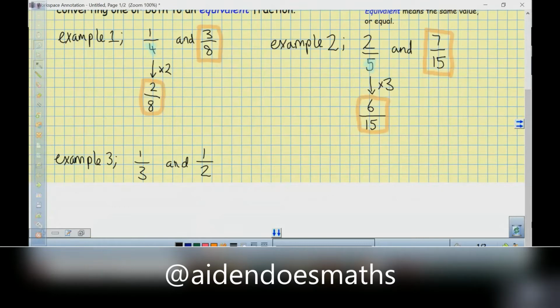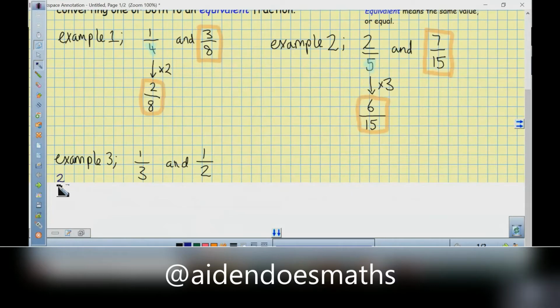So if it doesn't go in a whole number of times, we need to do something different, because we don't really want to work with decimals here. That's going to maybe confuse us. It's going to make things a little bit harder. So let's think, what number could 2 go into that 3 also goes into? So really what we need to do is write out our 2 and 3 times tables.